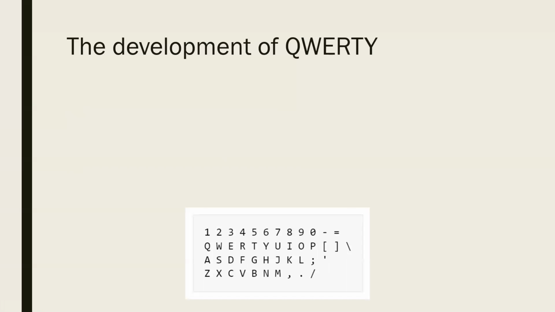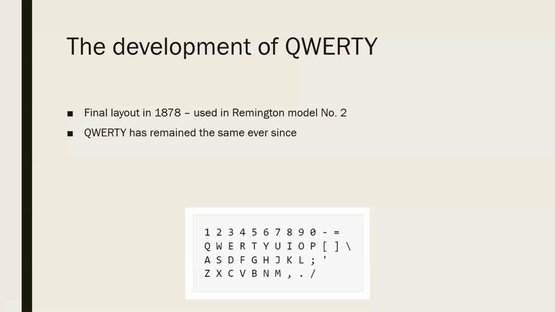And then finally, we get the resulting QWERTY keyboard, which was developed in 1878 and used in the Remington Model 2 typewriters. So this is the official origin of the QWERTY keyboard layout. Interestingly, ever since 1878, we have been using the same keyboard layout, even for typewriters, which wouldn't have as much of an issue with type jams, or on computer keyboards, which don't have a type jam issue at all. So it's interesting that this keyboard layout has lasted as long as it did.